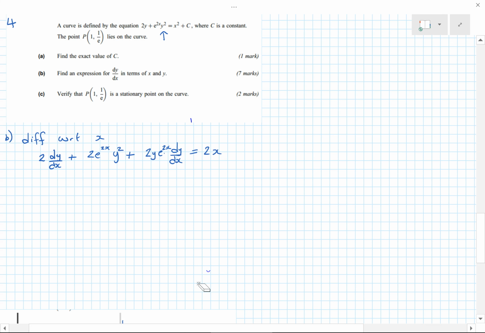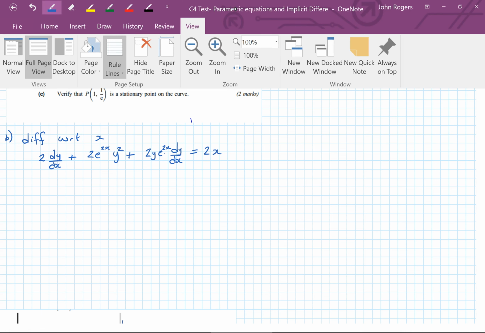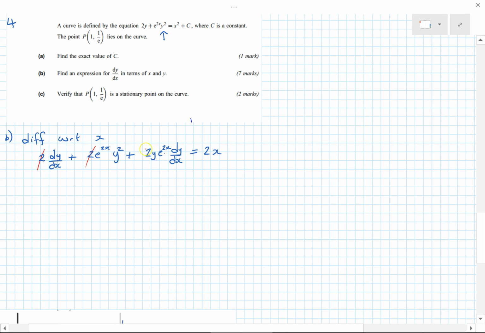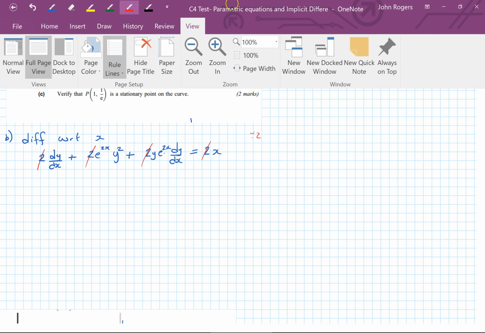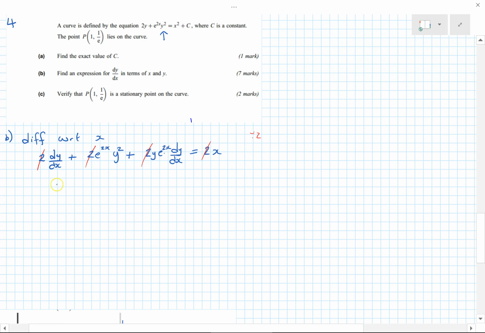Right, okay, so now I just need to rearrange, really. It's not too bad. One thing I would do is knock off the 2 at this stage. 2 is in everything, so divide by 2. Okay, so we have dy by dx, take the terms in dy by dx on one side, that's plus y e to the 2x dy by dx is equal to x minus e to the 2x y squared.